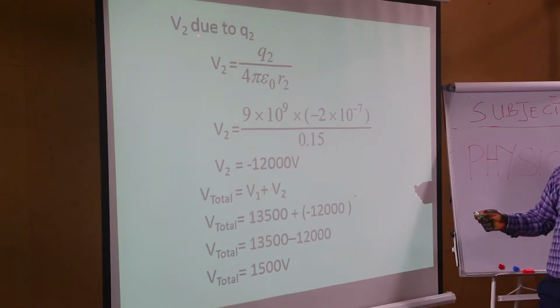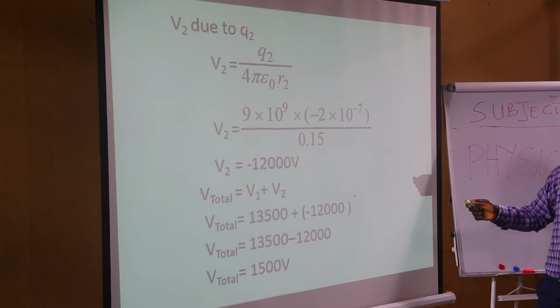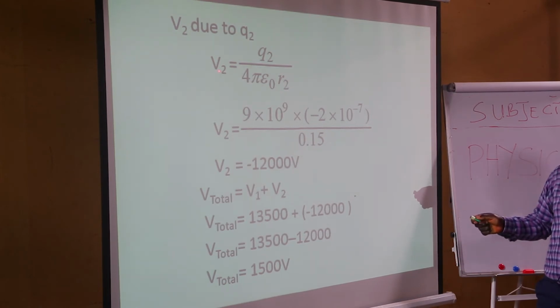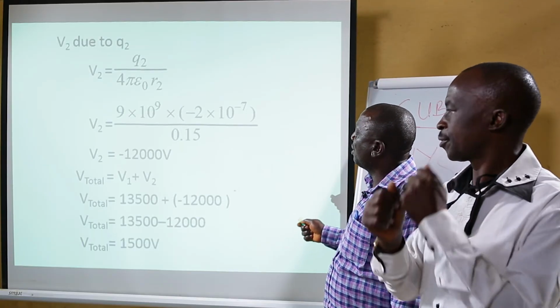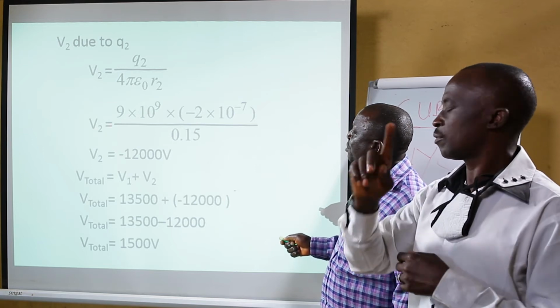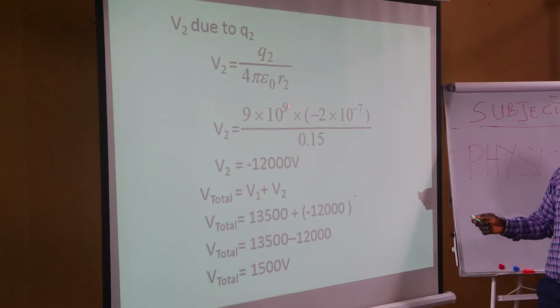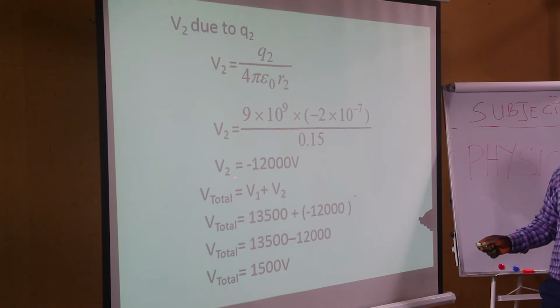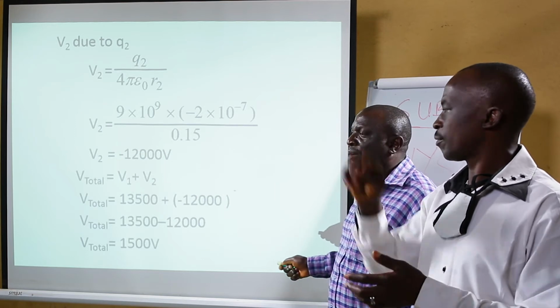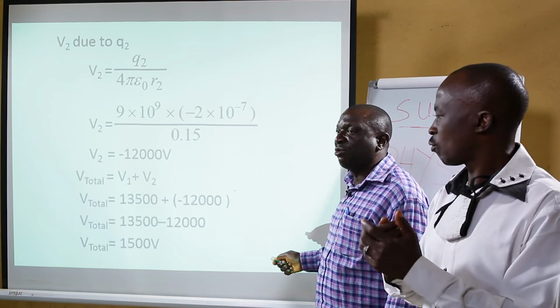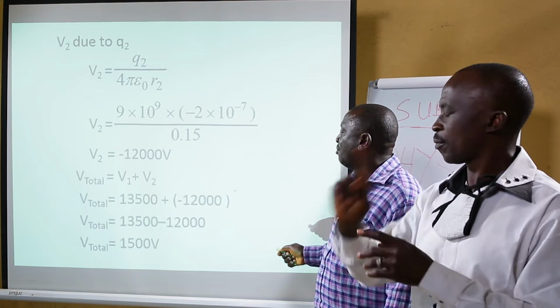So V2, that is second potential due to Q2, the second charge, we have V2 equals Q2 all over 4 pi epsilon naught R2. Substituting in our values, we will have V2 equals 9 times 10 raised to power 9 times bracket minus 2 times 10 raised to power minus 7 over 0.15. And V2 will be equals to minus 12,000 volts. Now our total potential, V total, will be equals to V1 plus V2.